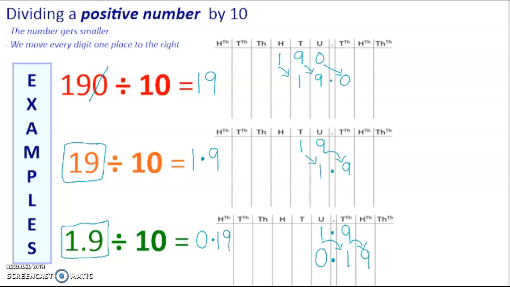So the rules we need to remember are: if we divide a positive number by 10, the number gets smaller and we move every digit 1 place to the right.